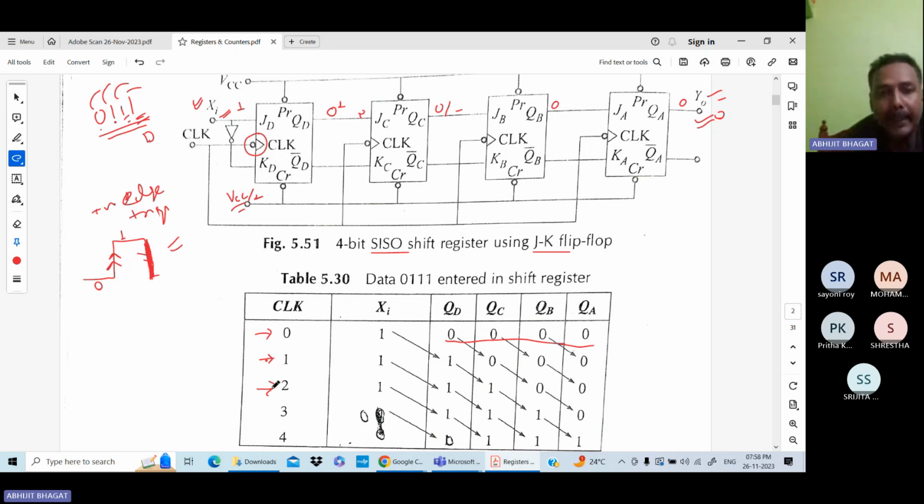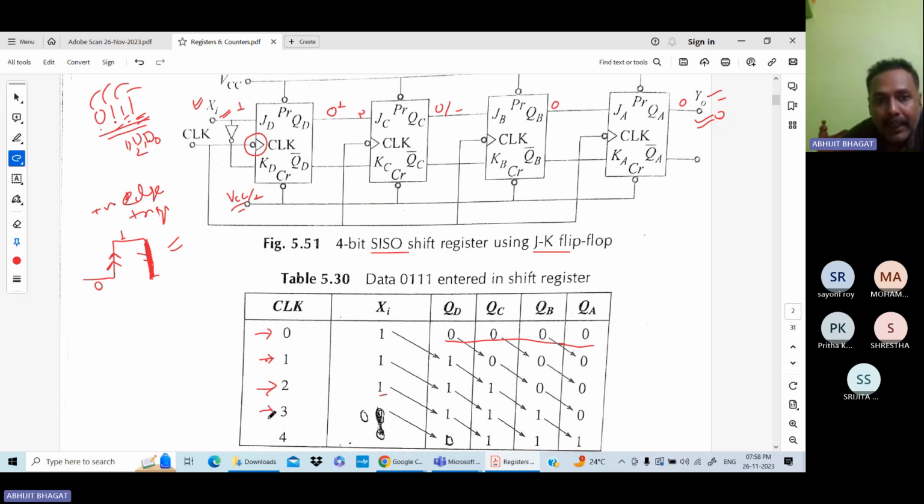Now for the second clock pulse, this second input is transferred to this QD. This is transferred to this one, this is transferred to this one, meaning 1 bit shifting. And here the input, suppose D0, D1 and D2. So now here D2 is entered. Okay, and every bit is shifted by 1.